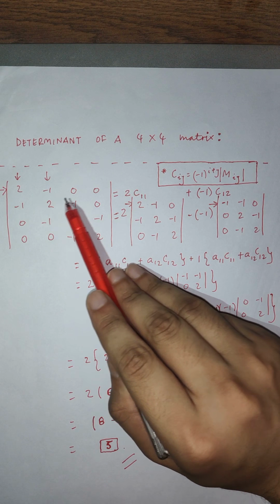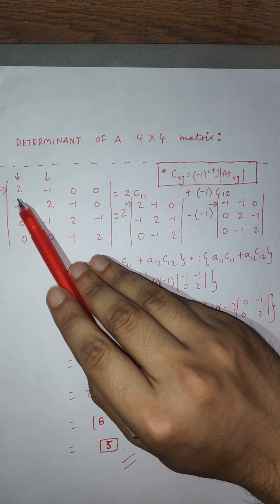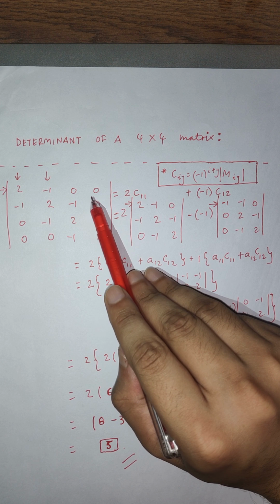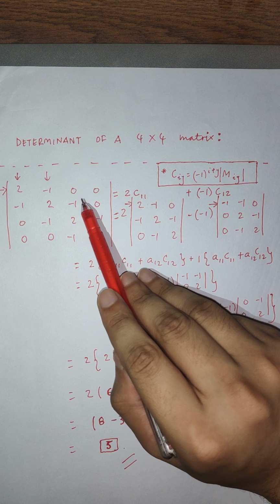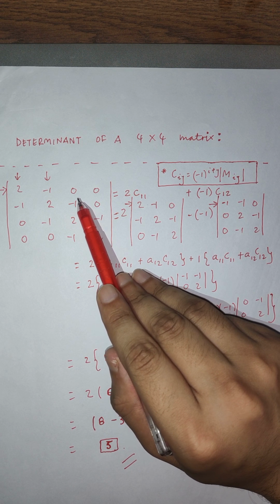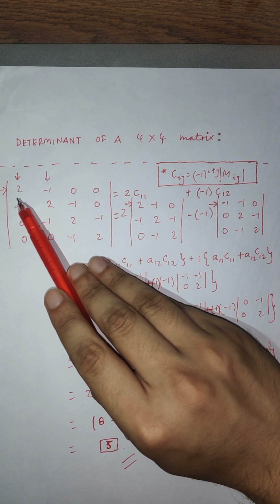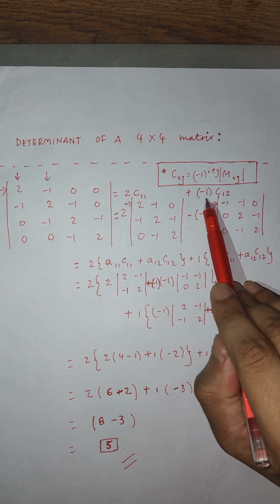For the first row we have 2, -1, 0 and 0. Now these two zeros would not play any significant role, so let's just focus on these two non-zero entries, 2 and -1. So we have 2 and -1.